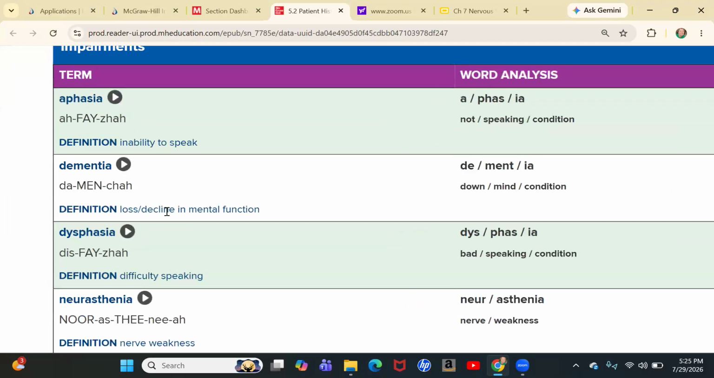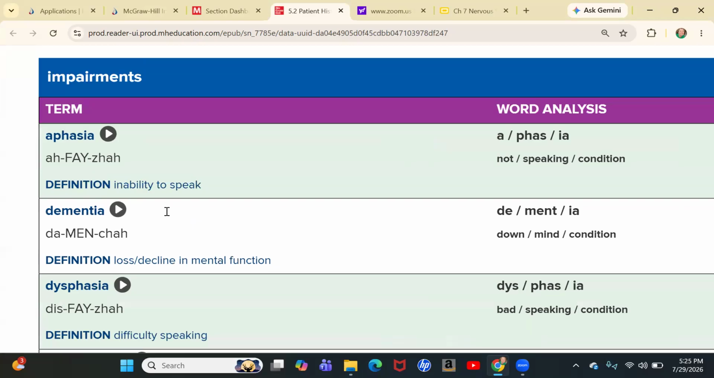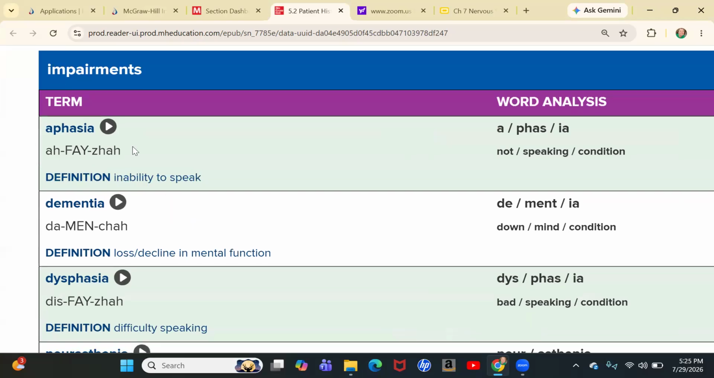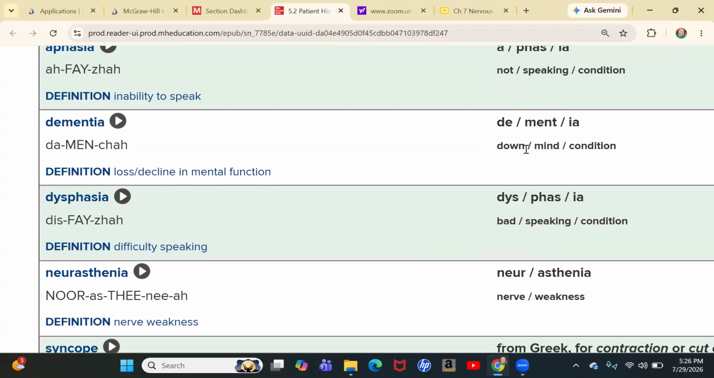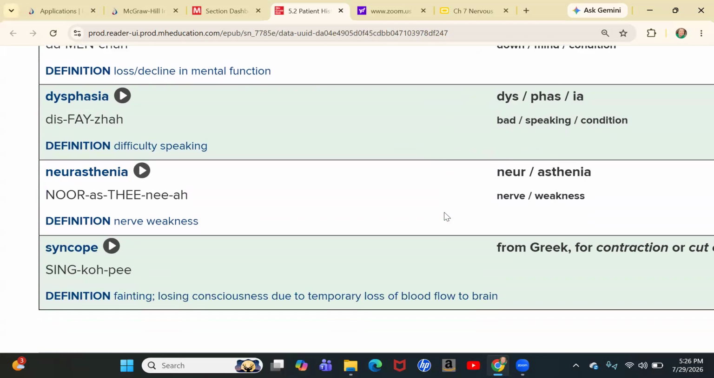So when the brain is not working correctly, a person may have these following impairments. So aphasia, inability to speak. Okay. Phasio, meaning to speak. Dementia. Okay. De, meaning down, the prefix that means down. Ment, meaning mind. Dysphasia, difficulty speaking. Think about someone who has had a stroke and they're paralyzed. They have difficulty speaking, maybe.